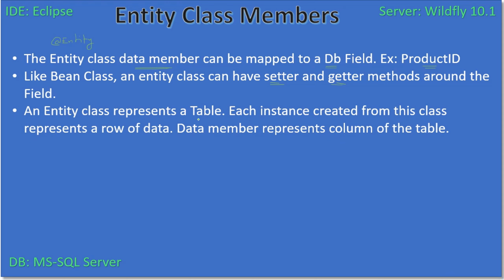An entity class represents a table. As already told, an entity class, a class marked with @Entity, represents a DB table. Each field represents a column. And when you create an instance out of this entity class, that instance represents a row of data.